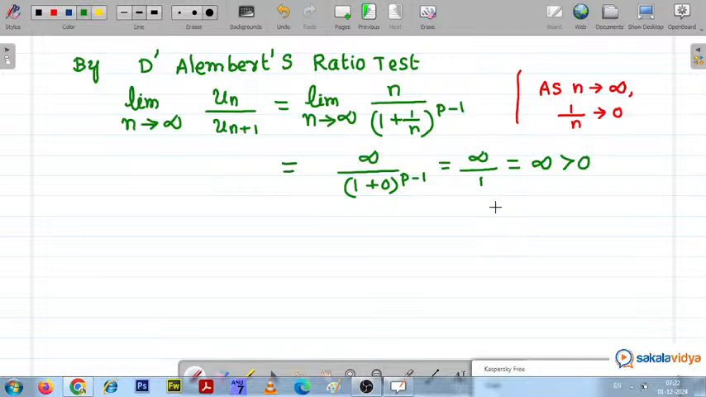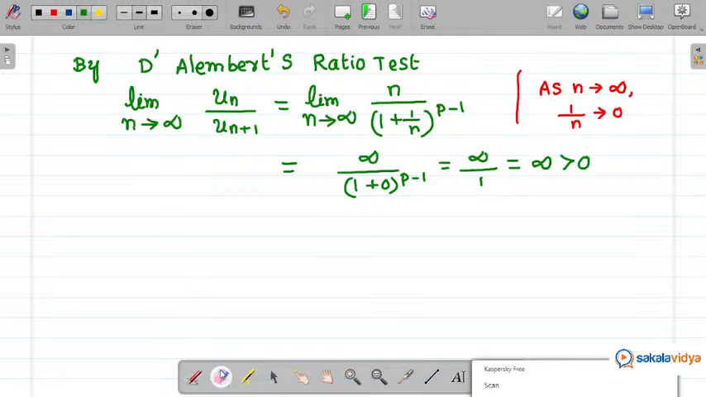Or we can say, better, you can write, it is greater than 1. Greater than 1 means convergent, less than 1 means divergent, equal to 1 fails. So, that means greater than 1. Therefore, we can state that hence sigma un, our given series, is convergent. I hope it's very clear. Please all of you note down.